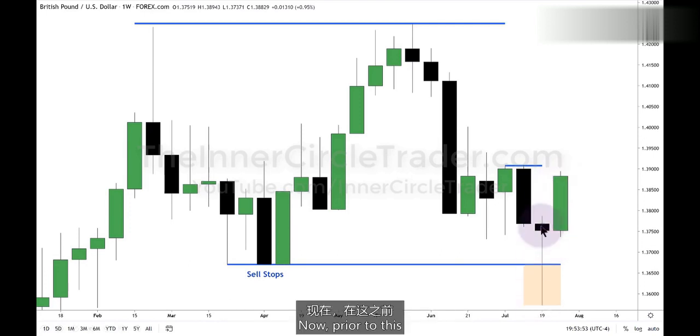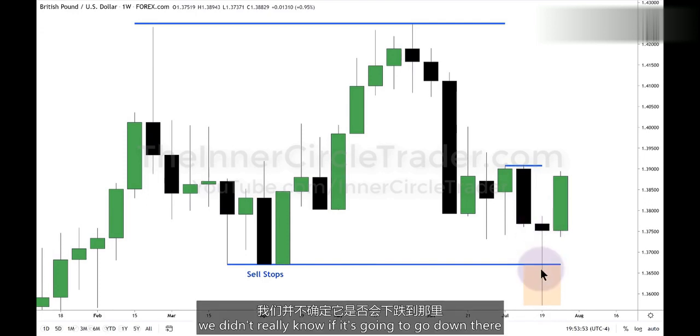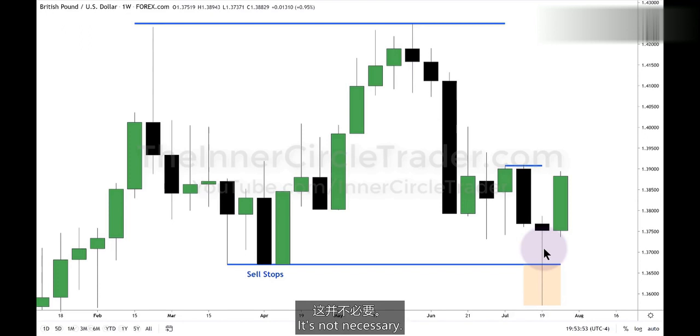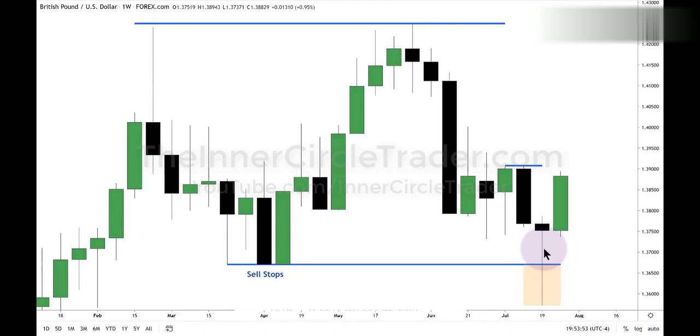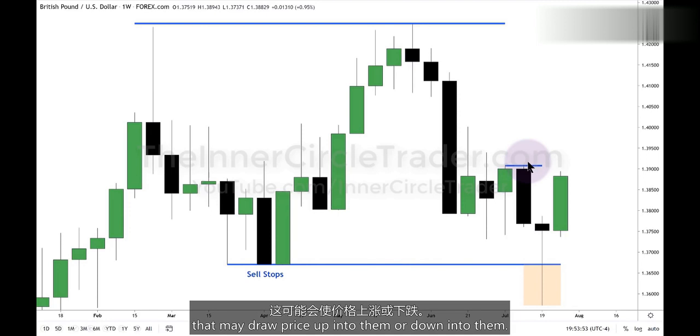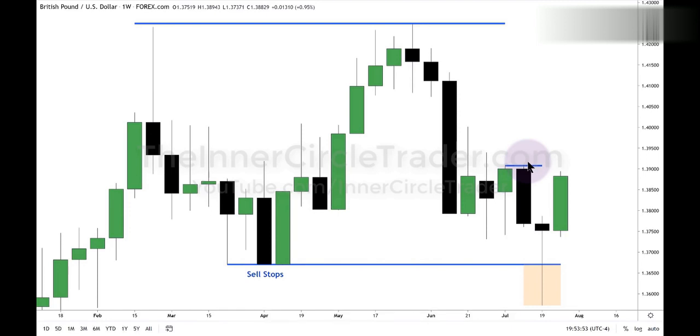Now, prior to this candle closing up here, we didn't really know if it's going to go down there and continue going lower or if it's going to reverse. That's not necessary. To find profitability in consistent setups, all we're looking for is runs on liquidity. Okay, so you have to know where the draw on liquidity is, and that's what I'm showing you here. This is what you're looking for. Areas that are too clean that may draw price up into them or down into them.